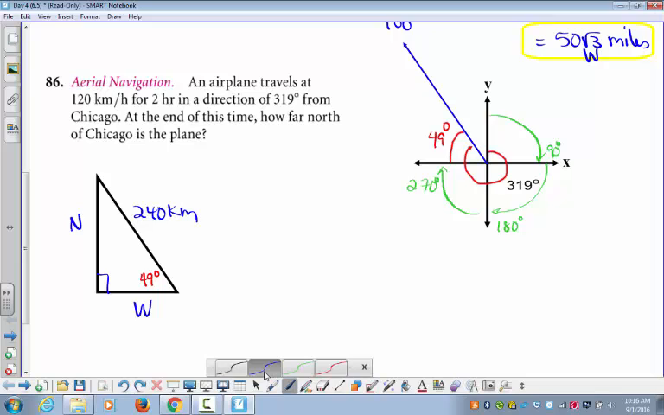So if we want to solve for w first, we're asking ourselves, what trig function involves 49 degrees, 240, and the w? What trig function would be grabbing those 3? Cosine. So cosine 49 will be w over 240. So w will be 240 cosine 49. Now, again, that 49, it's not a multiple of 30 or 45, so we can't use one of the unit circles that we talked about last time. So we have to type it in our calculator.